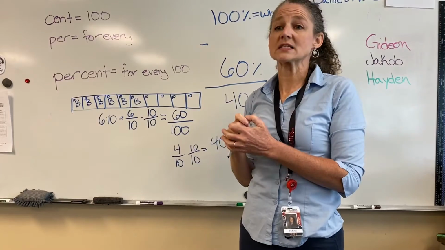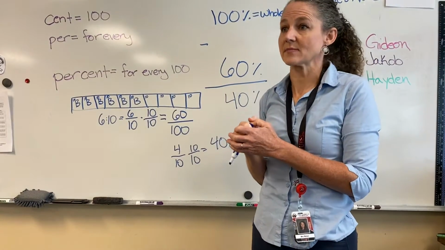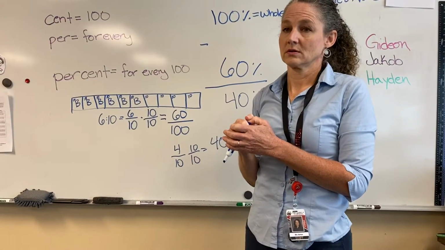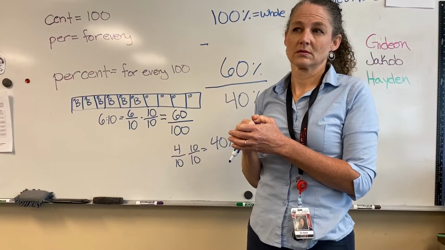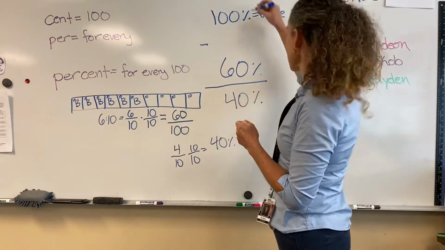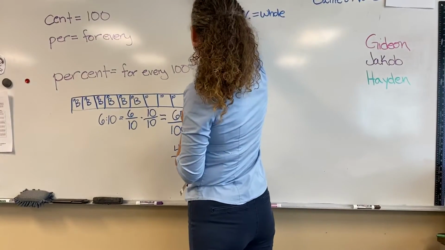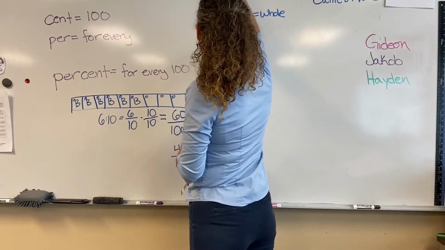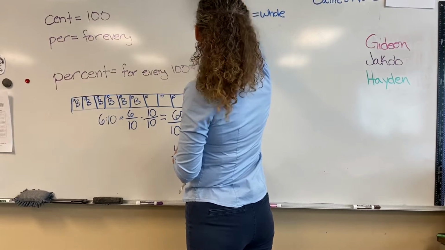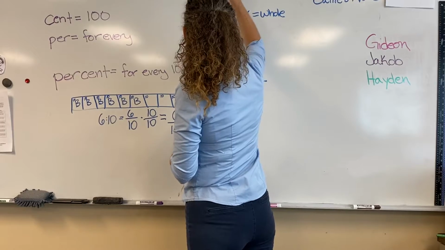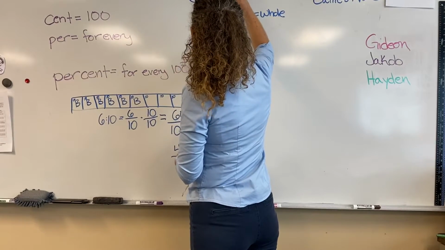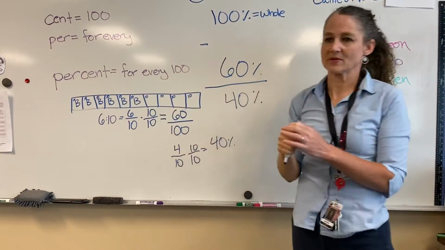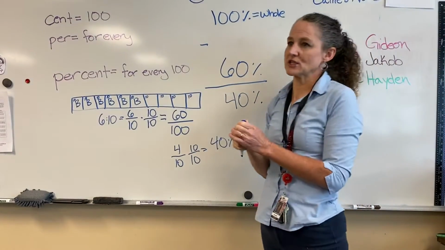Is it ever possible to have more than 100% of something? No. Yes. Maybe. Well, if I say I have a pie, and 1 pie equals 100%, and I have 1.5 pies, then that would be 150%. But usually you're going to stop at 100%.